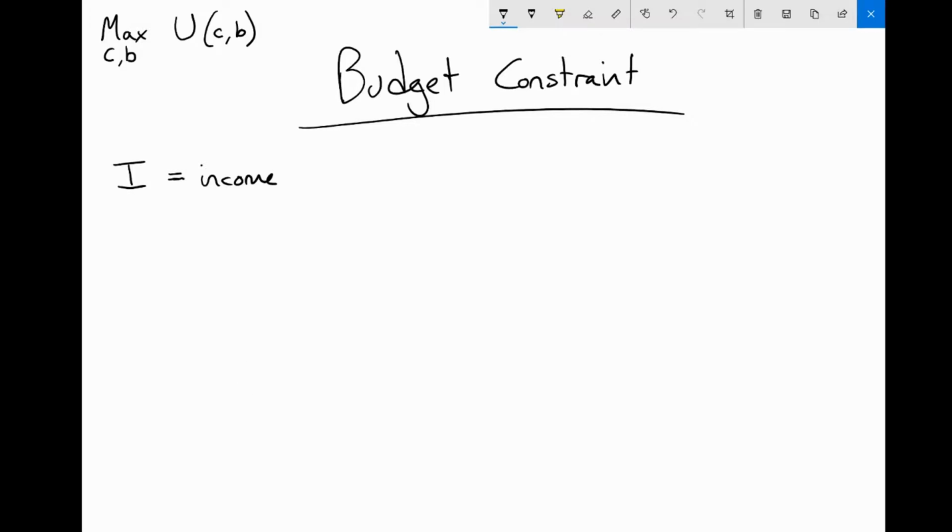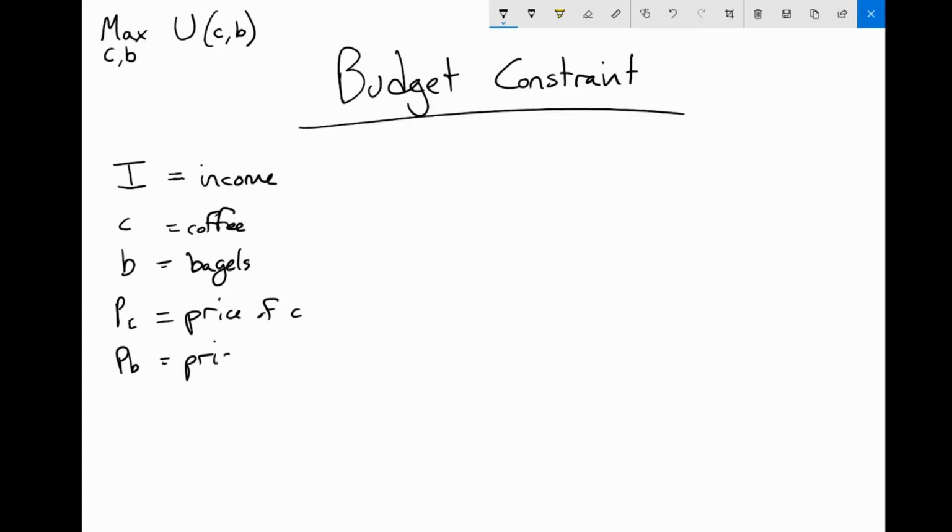All right. And then we know what C is. C is coffee, right? And B is bagels. Let me just define two more things. PC is going to be the price of coffee. And then PB is going to be the price of bagels. Okay, so with these terms defined, what is their constraint? Well, they cannot spend more money than they have on coffee and bagels. So how much money would I spend on coffee and bagels? Well, it would be the price of coffee times the number of cups that I buy, plus the price of bagels times the number of bagels that I buy.